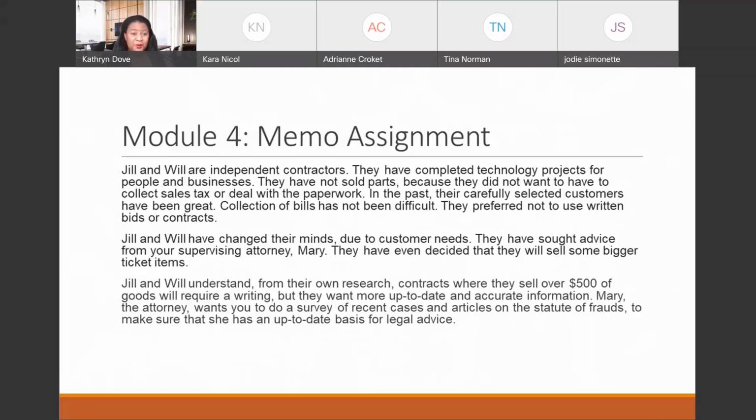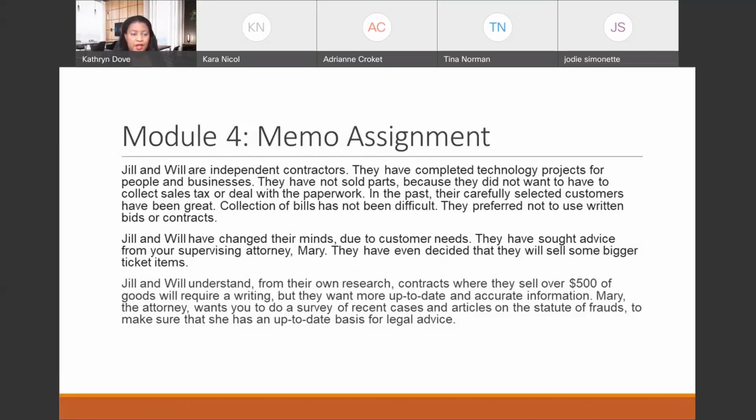So let's talk about our module 4 assignment. In this scenario, Jill and Will are independent contractors. They have completed technology projects for people and businesses. They have not sold parts because they did not want to have to collect sales taxes or deal with the paperwork. In the past, their carefully selected customers have been great. Collection of bills has not been difficult. They preferred not to use written bids or contracts.